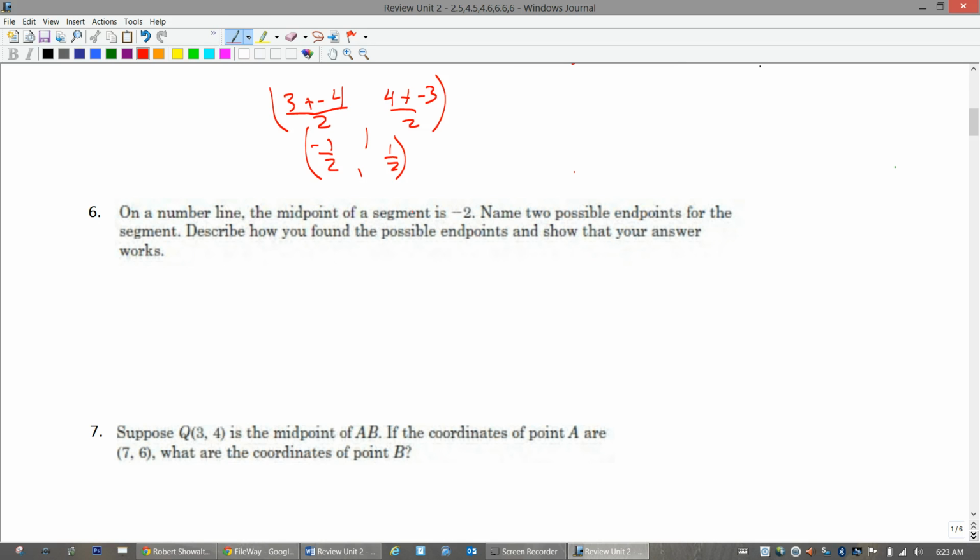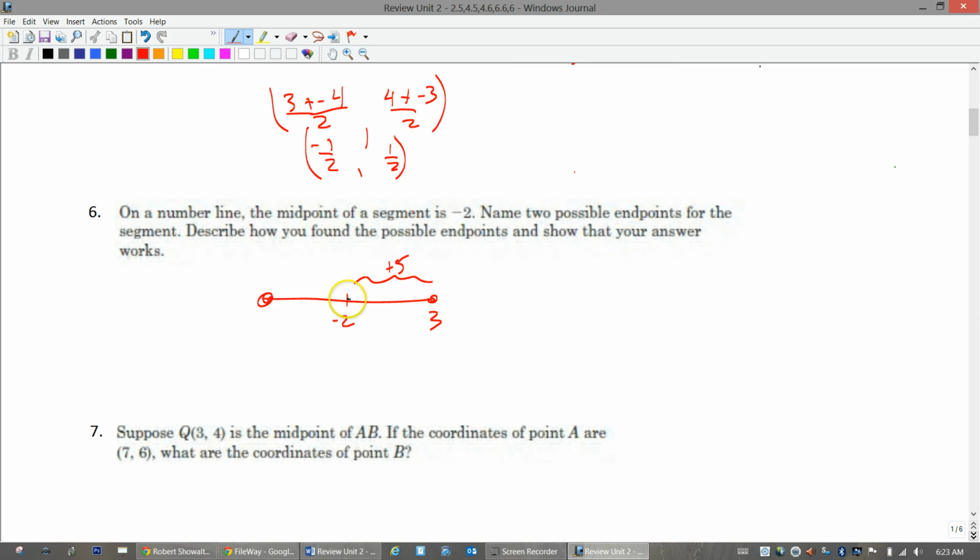Okay, this is what I'm going to do. I'm going to draw a line segment. The midpoint of the segment is at negative 2, so we'll call this negative 2 the midpoint. Let's just add 5 to it for fun. So what's negative 2 plus 5? That would be 3. So this endpoint's at 3.